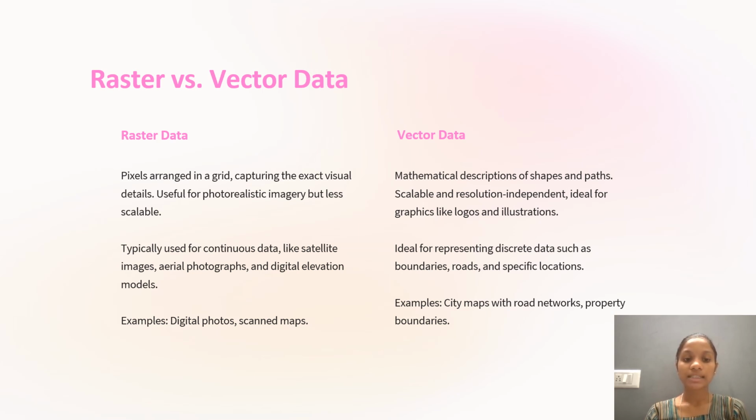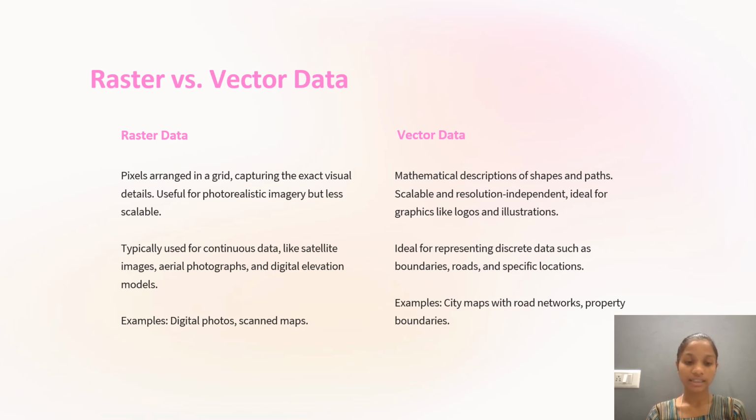Raster data: pixels arranged in a grid capturing the exact visual details, useful for photorealistic imagery but less scalable. In vector data, mathematical descriptions of shape and path, scalable and resolution independent, ideal for graphics like logos and illustrations. Raster data is typically used for continuous data like satellite images, aerial photographs, and digital elevation models. Vector data is ideal for representing discrete data such as boundaries, roads, and specific locations.